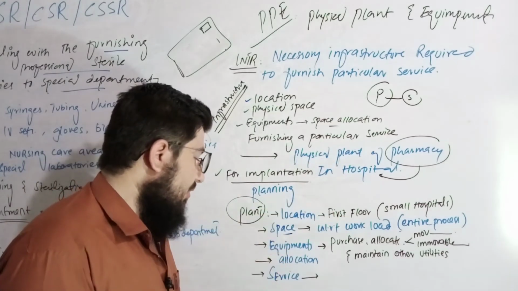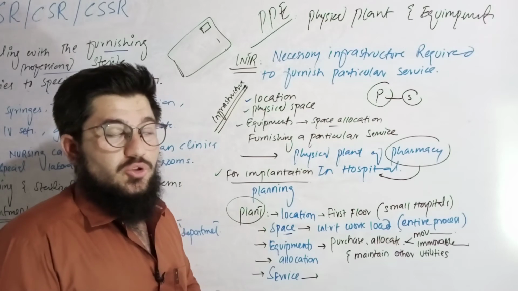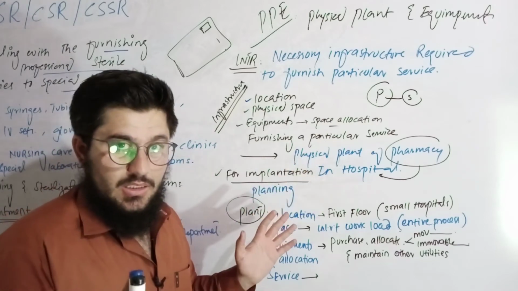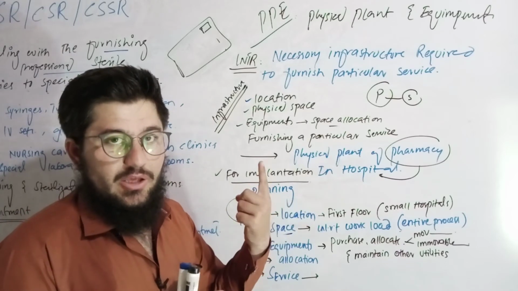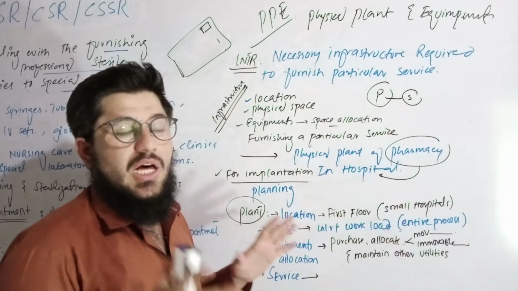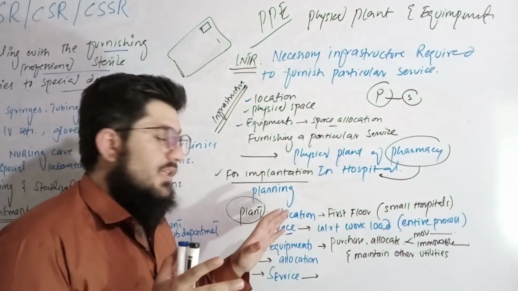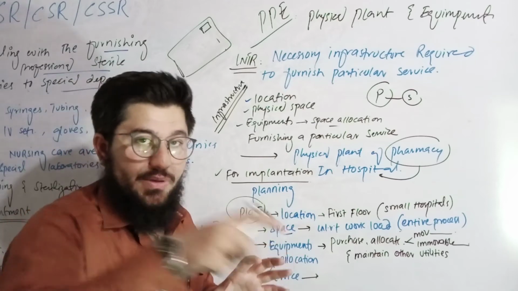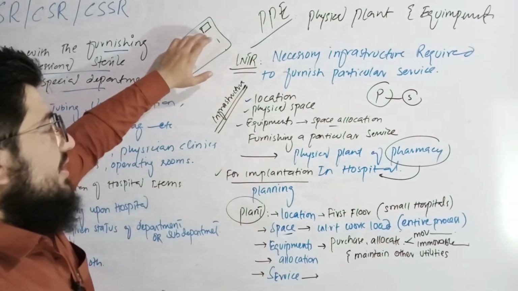Then we will go for the equipment allocation. So it is obvious that if we want a plant, we must have a space. Location is the first priority. We must have a location, then in that location, we must have a particular space for our pharmacy, and then that space will be allocated with equipment. So then we will place equipment here.